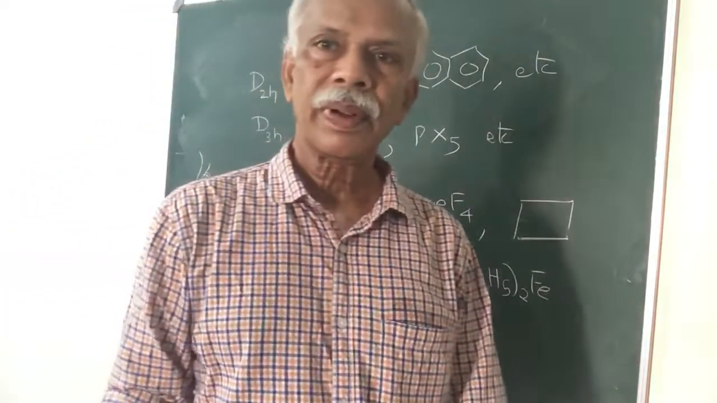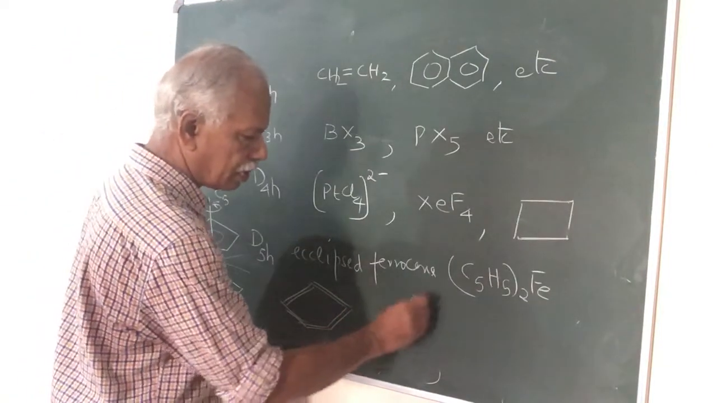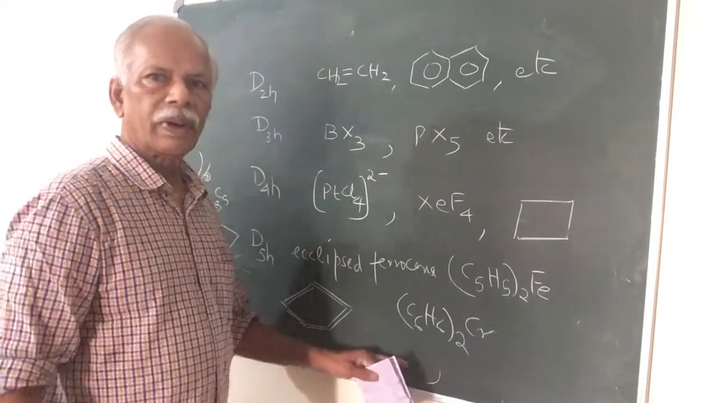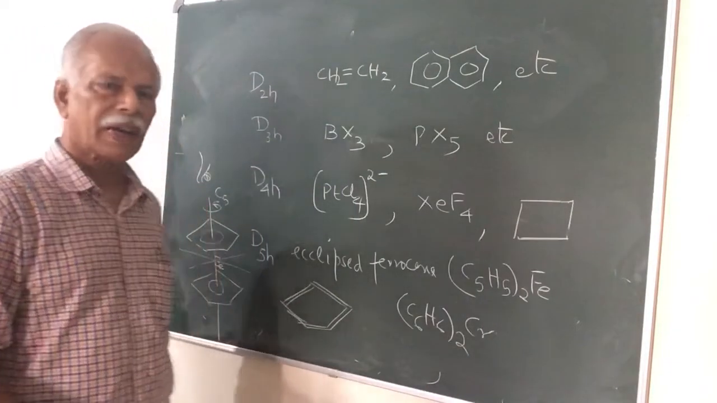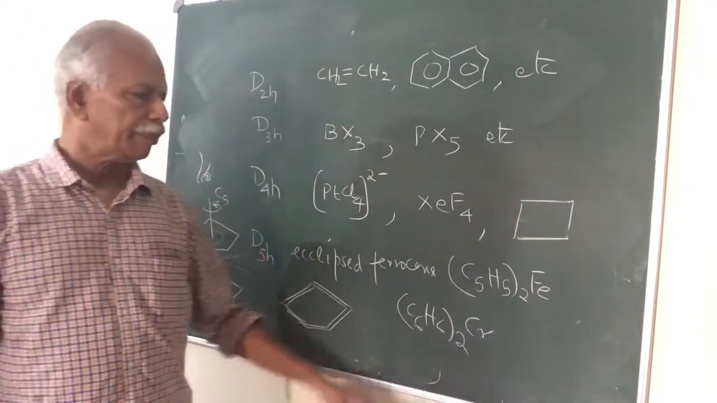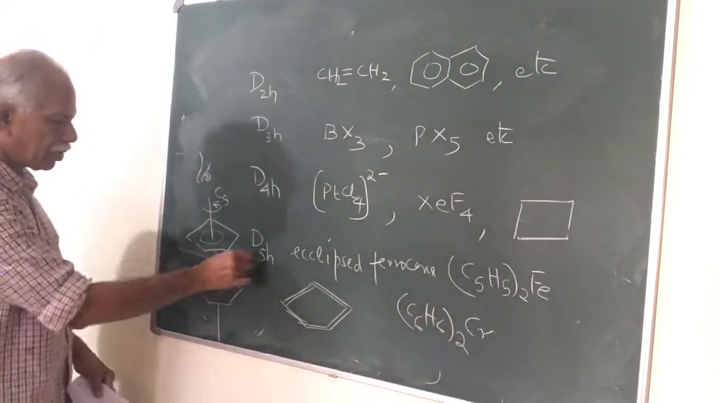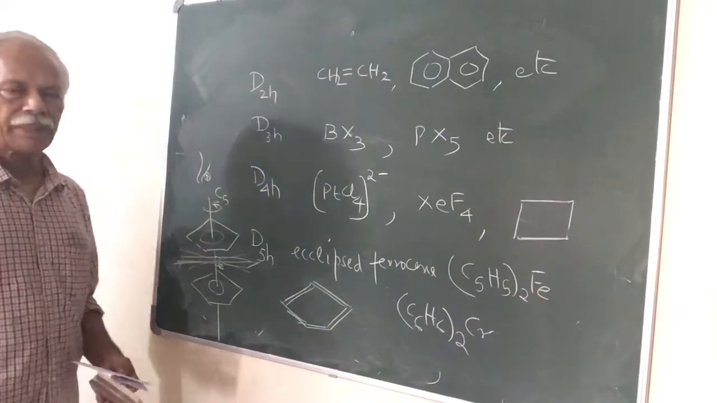D6h, the sandwich compound, (C6H6)2Cr, dibenzene chromium. The benzenes are eclipsed to each other, chromium is in the middle. The sigma h passes through the chromium, here the sigma h passes through this ion in the case of ferrocene.